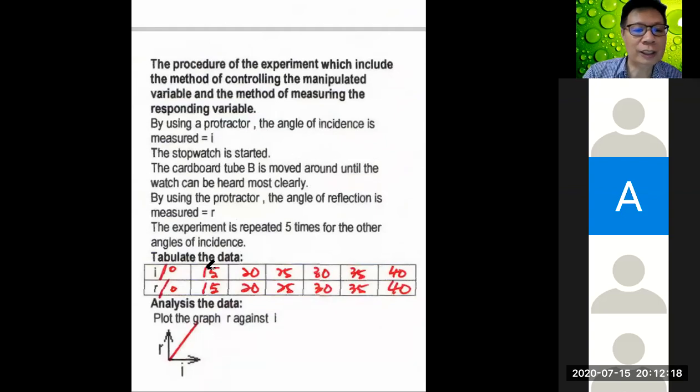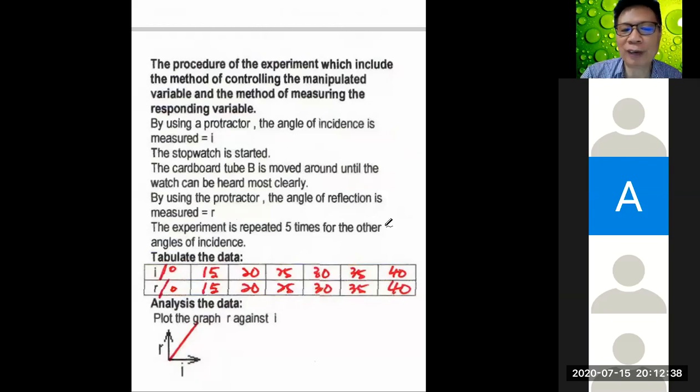Okay. This is 15. Then turn on the stopwatch. Then move cardboard B around until the watch can be heard more clearly. You move the board so that your ear can hear the sound very clearly. And then you measure the angle r.